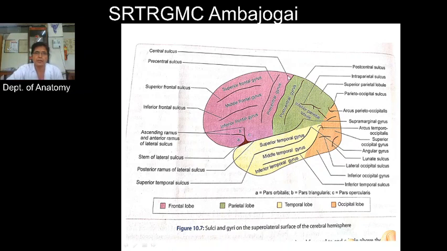So in the frontal lobe, there are this precentral sulcus and precentral gyrus, then superior frontal sulcus and inferior frontal sulcus, superior frontal gyrus, middle frontal gyrus, inferior frontal gyrus, and within this inferior frontal gyrus there is pars orbitalis, pars triangularis, and pars opercularis.